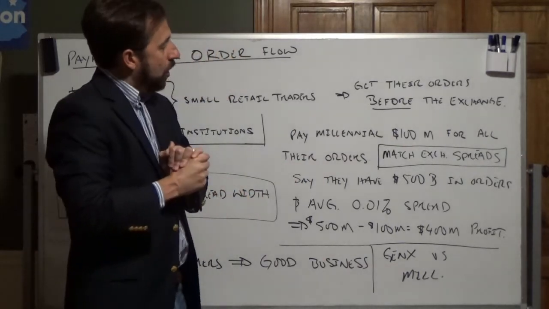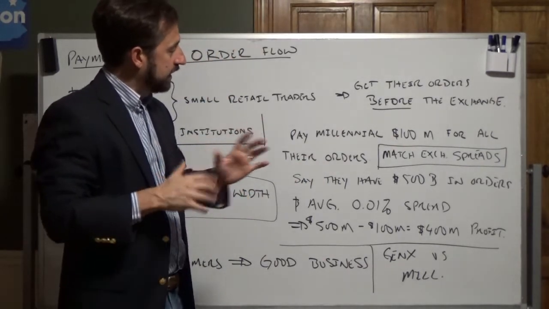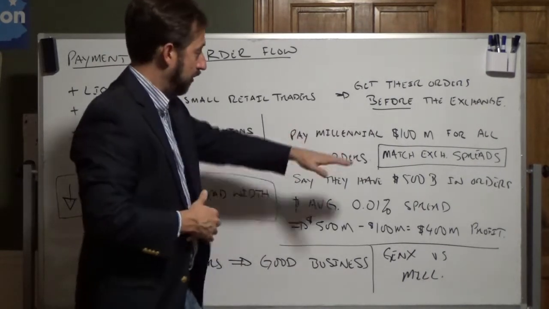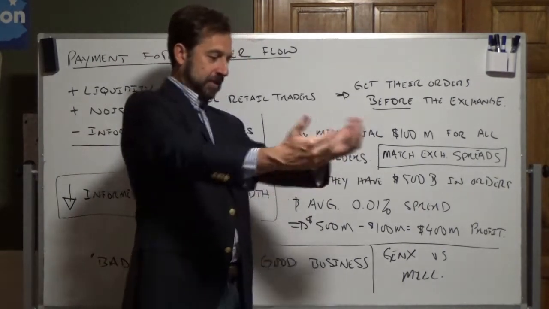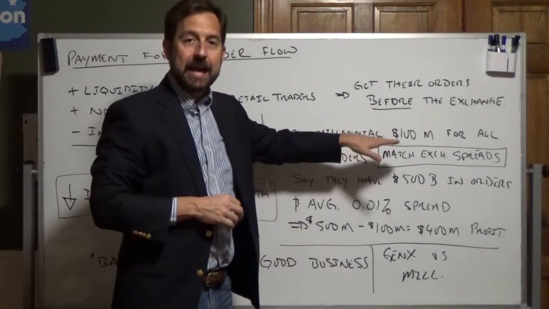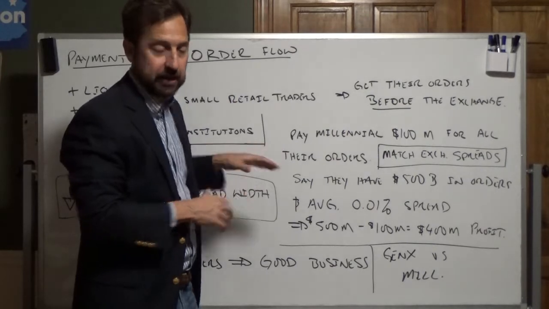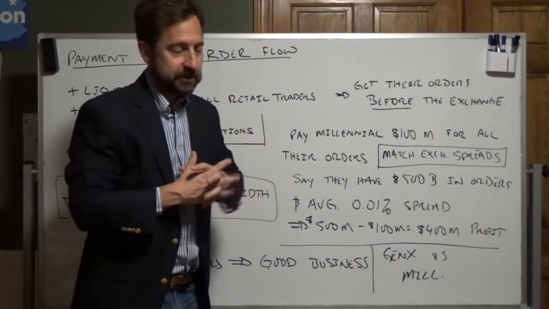So now, within this deal, I'm going to pay for their order flow. I'm going to pay Millennial $100 million for their order flow. They're going to send all their orders to me. I can't give them a worse price than they will get in the exchange, right? So in other words, I have to beat the exchange prices.